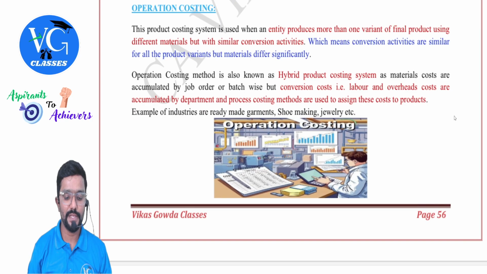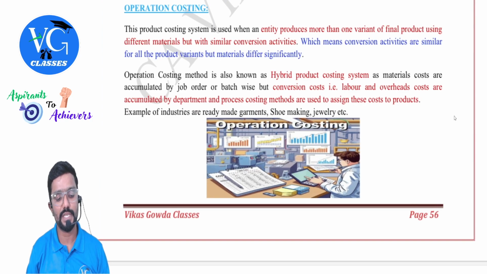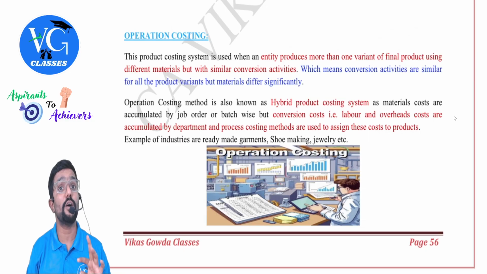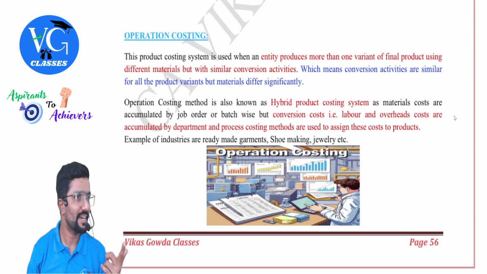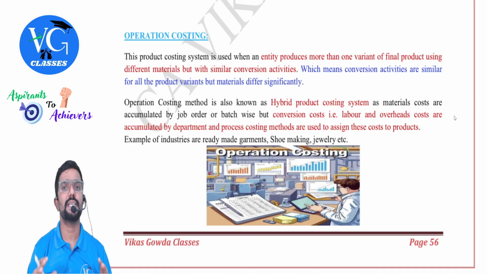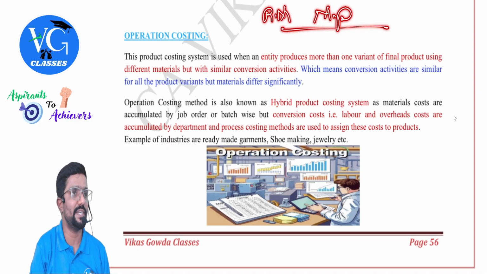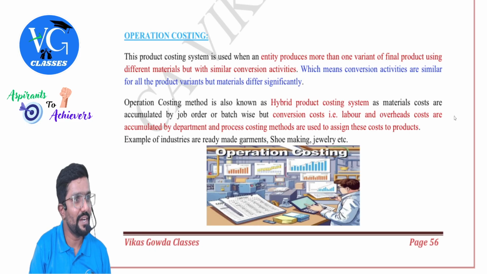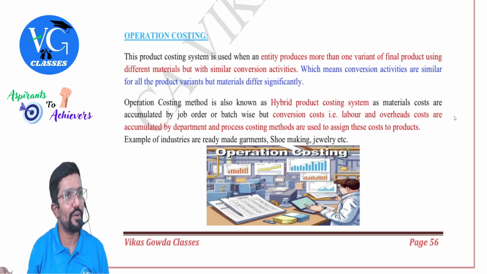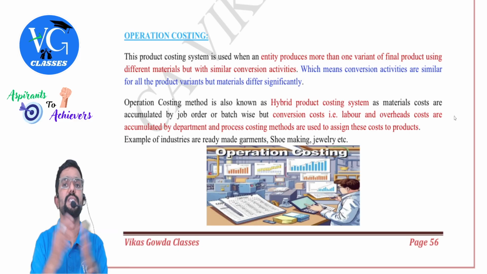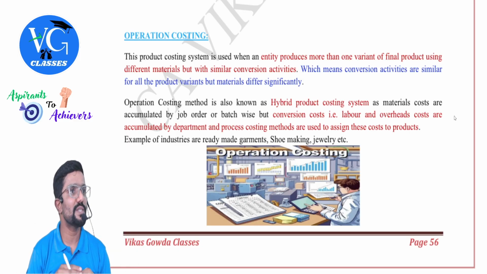Then one small topic in this chapter called operation costing is covered. Operation is different, operating is different. Operation means, guys, I am producing the same products but in different varieties. The manufacturing process is the same, but the raw material which I use for each variety of output is different, whereas the process is the same.